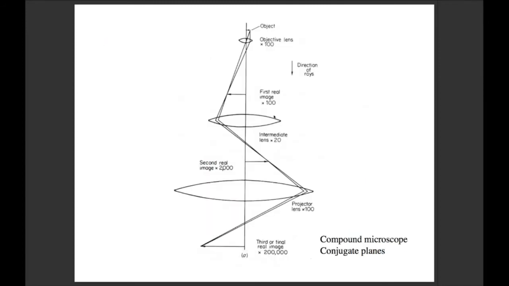This is where he just talks about different layers of magnification created through the system with the objective lens and the projector lenses.